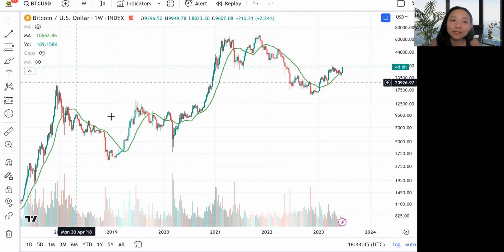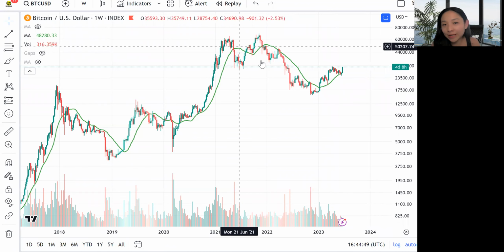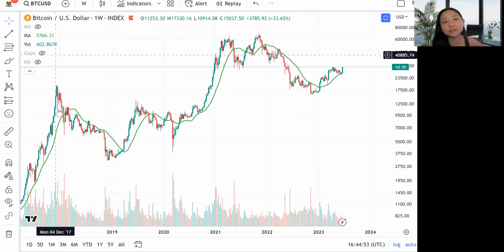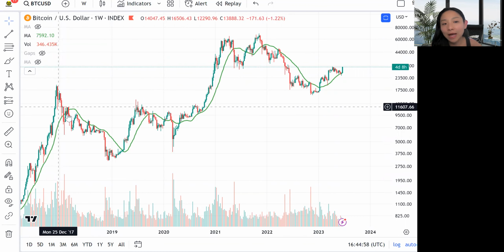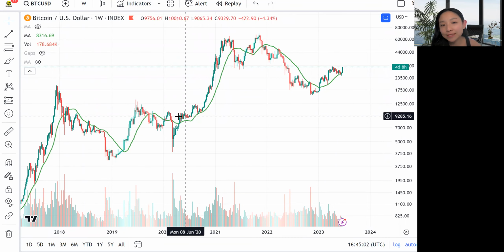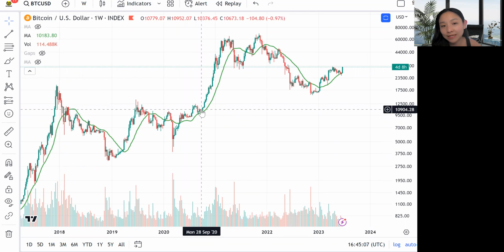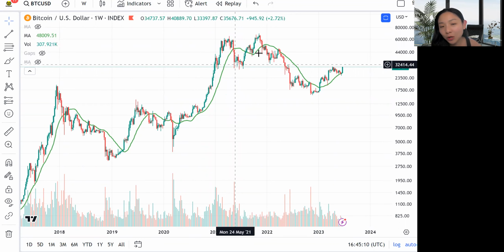So now we're looking at the Bitcoin USD weekly chart. You can see this one is one of our moving averages, moving average 21. You can make a setting for this. Every time the price action is above this line, it serves as a support line. When it hits this line, it bounces up. When the price action goes below this line, it serves as a resistance line.